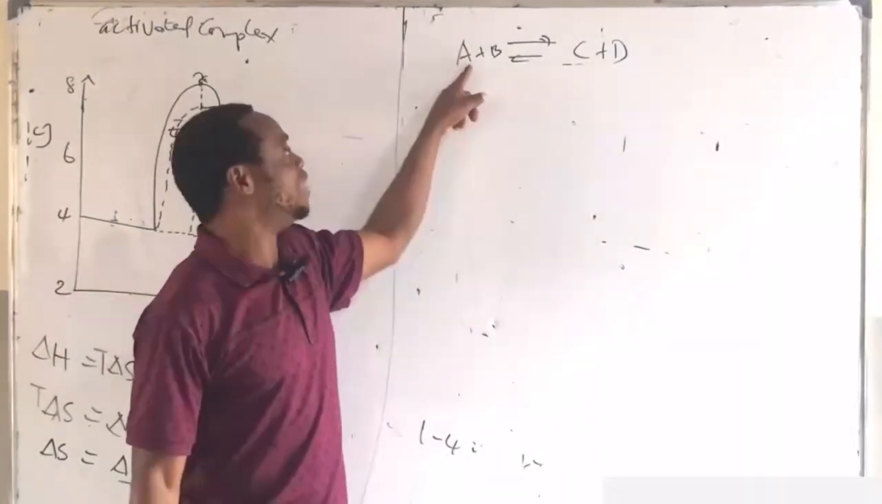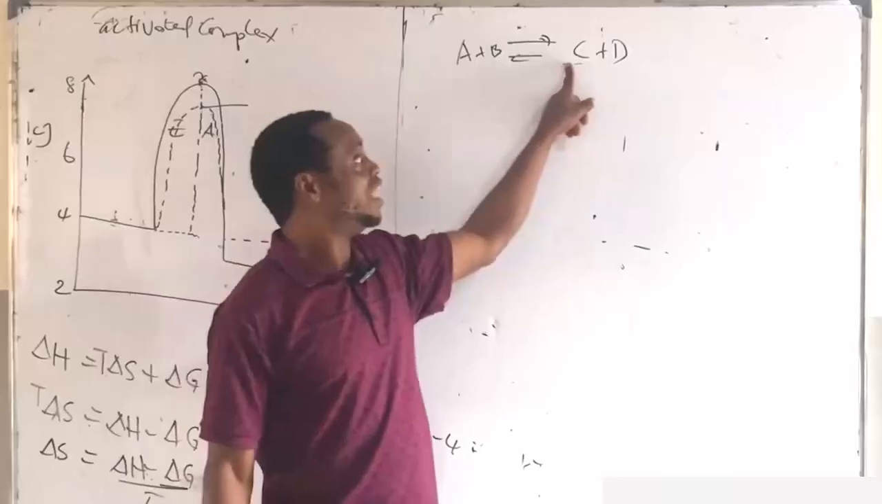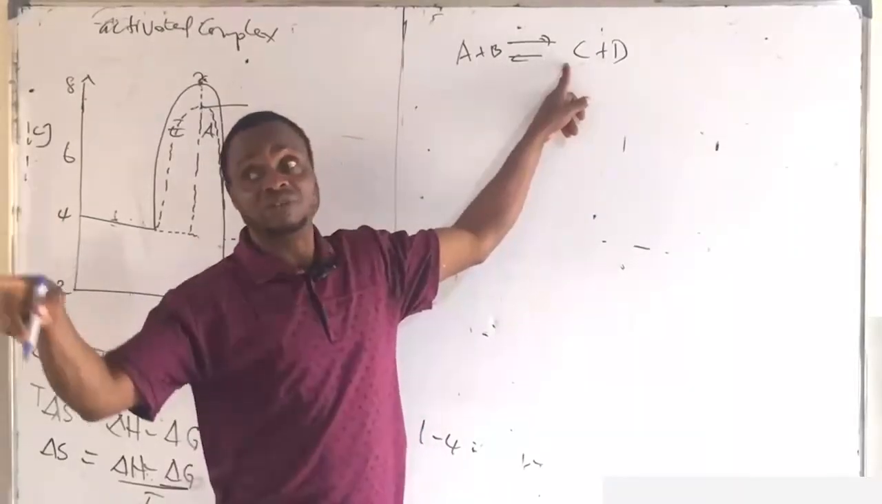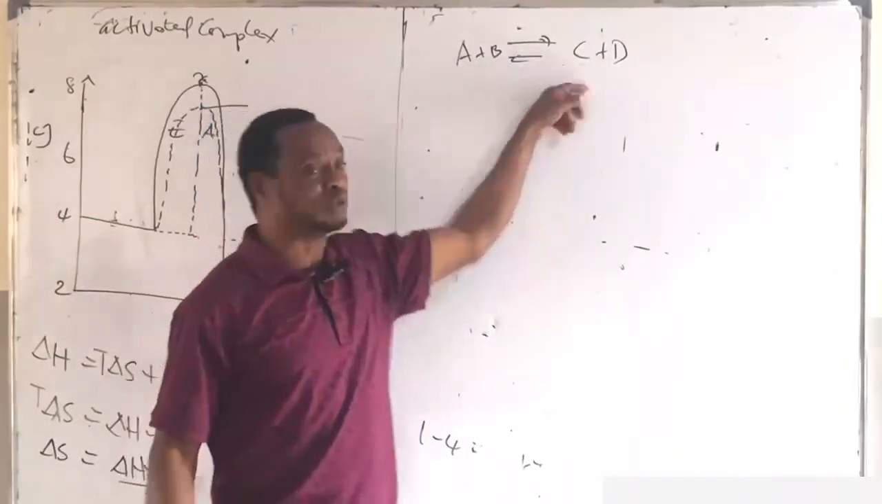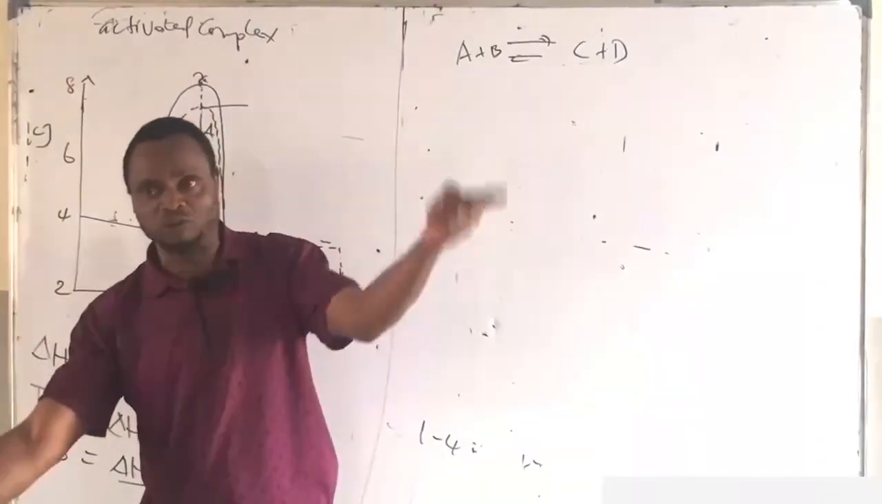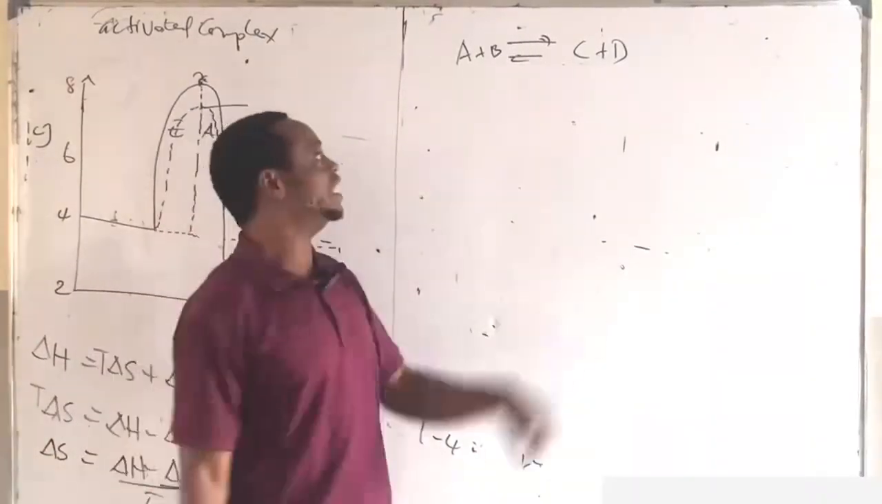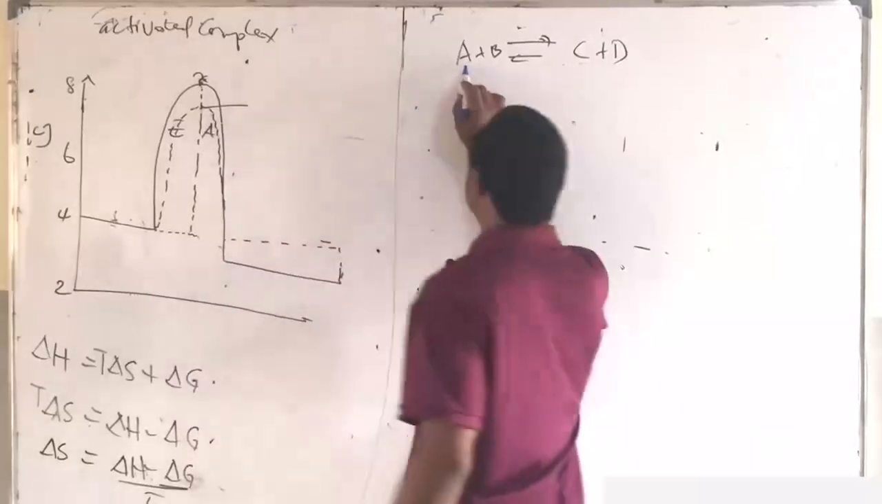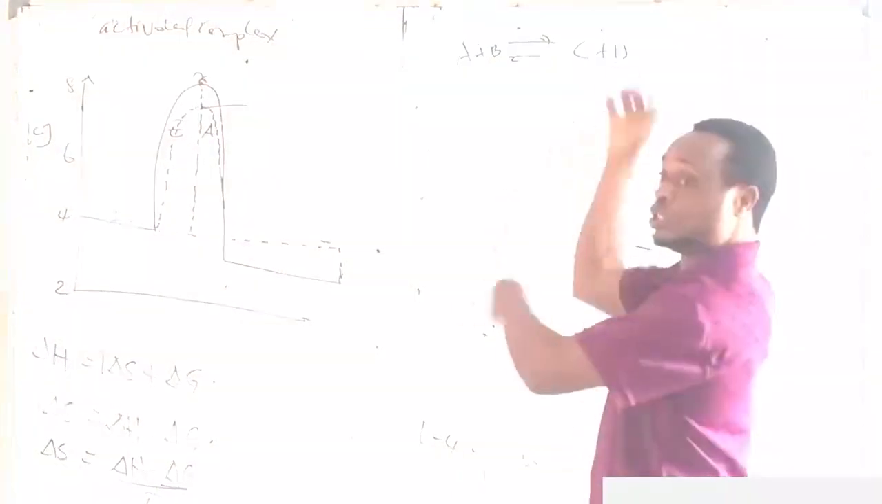If A and B finish reacting to give you C and D, and it is done in a closed system, to have a perfect equilibrium, it must be done in a closed system, where nothing goes out, nothing comes in. In this case, as soon as the A and B finish reacting, the C and D begin to decompose.